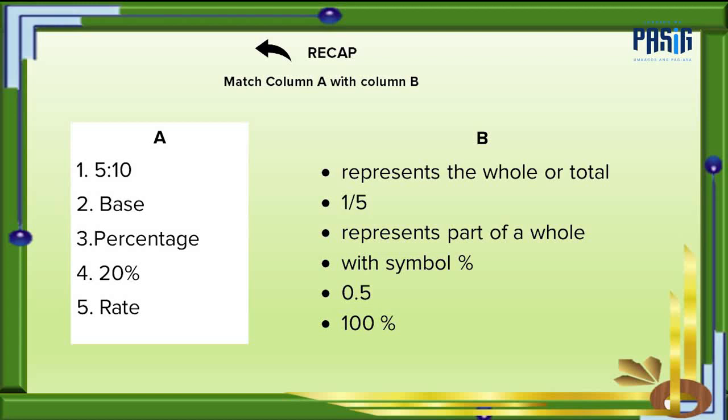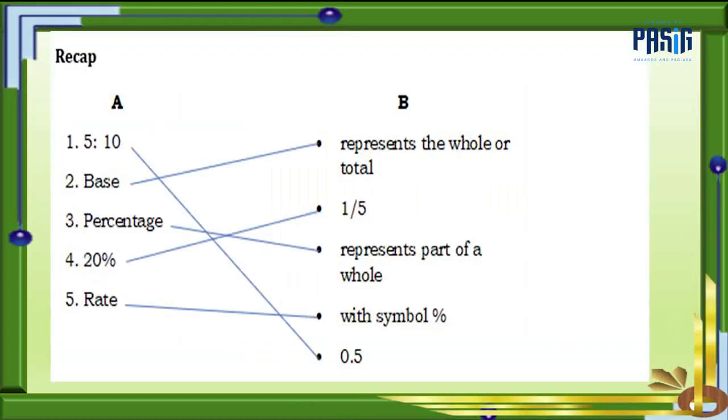Time is up. So here are the answers. In column A, we have 5:10, and that is 5/10. Base represents the whole or the total. The percentage represents a part of a whole. Number 4, 20% is the same as 1/5. And number 5, the rate is with the symbol percent.